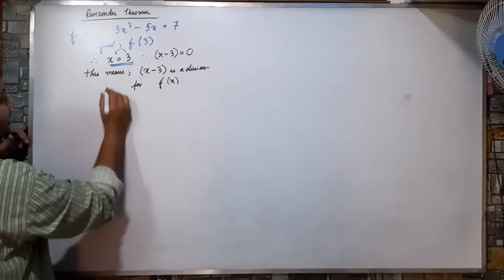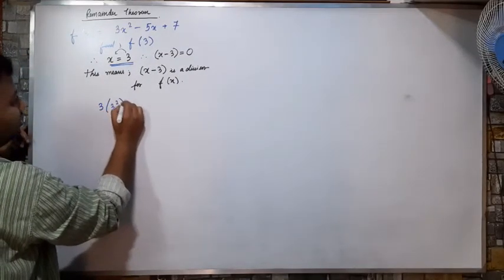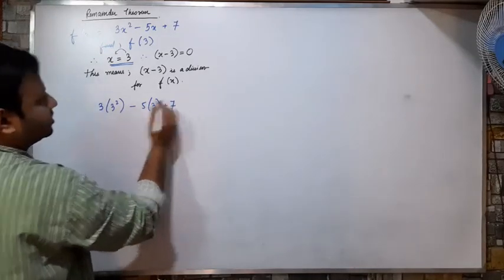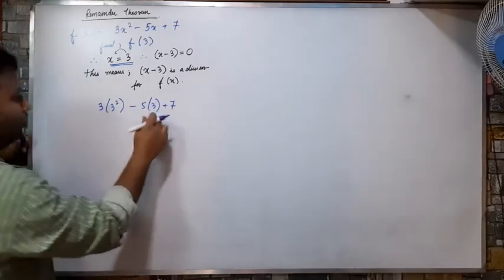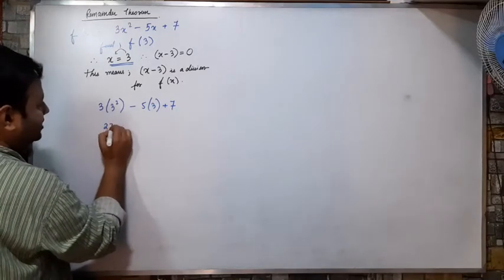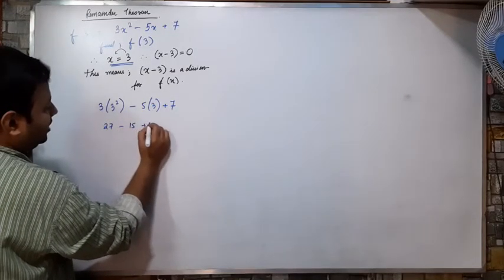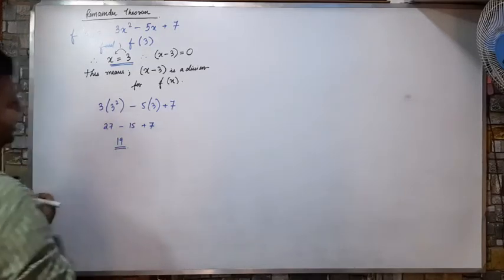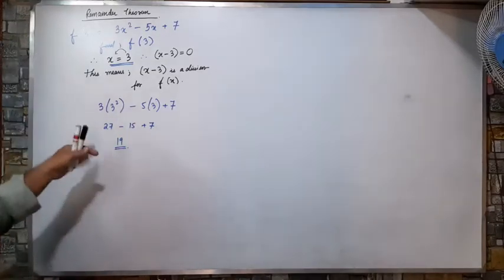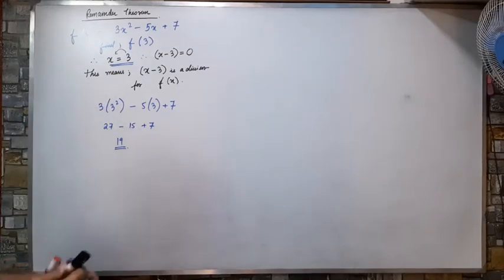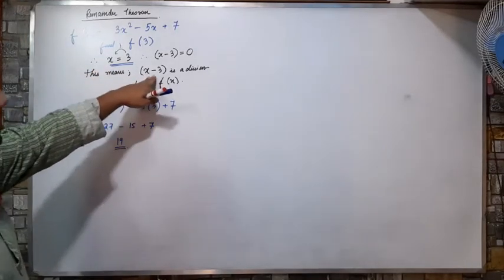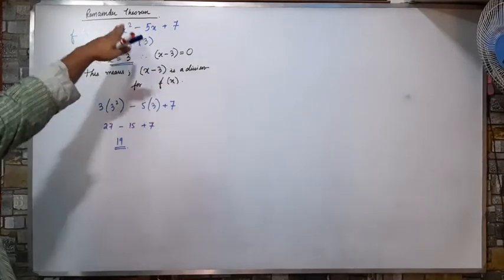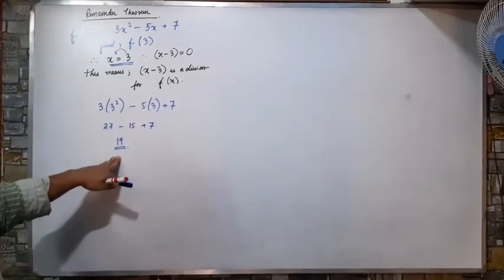That is my 3x square. So 3 into 3 square minus 5 into 3 plus 7. I am getting 27 minus 15 plus 7. So it is 19. So I am getting the remainder as 19. Let us check whether I have told this correct or not. When x minus 3 divides that one, my remainder will come as 19. Let us see.